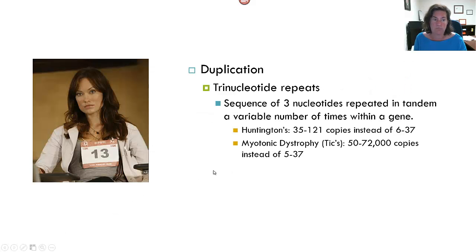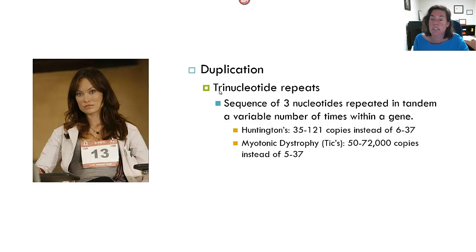Duplication. Duplication is best. The best example of duplication is what are called trinucleotide repeats. Basically, you have codons in your DNA that repeat for a period of time, and they're called trinucleotide repeats. So you have a sequence of 3 nucleotides. They repeat in tandem a variable number of times within a gene.